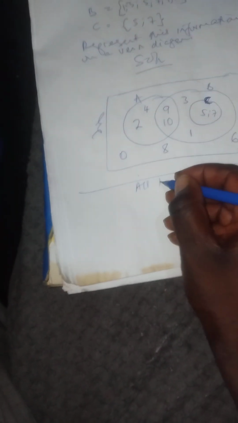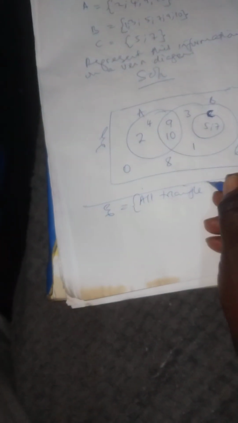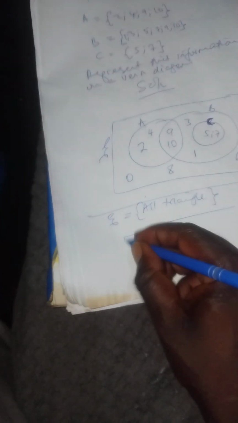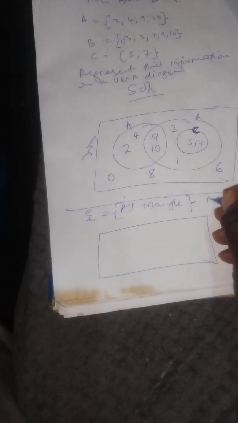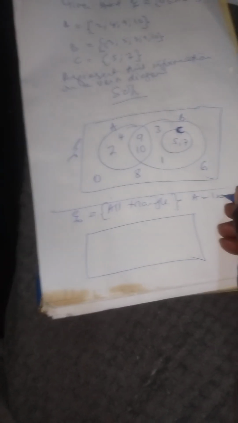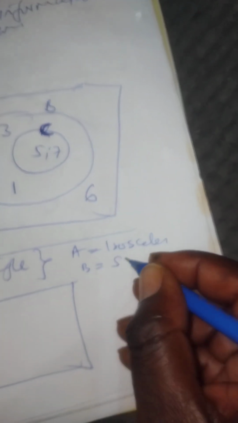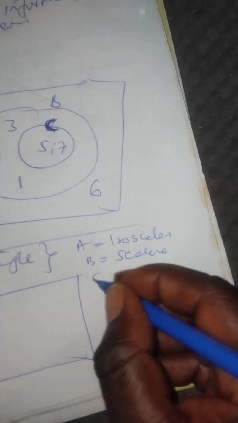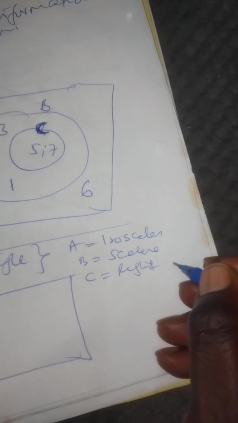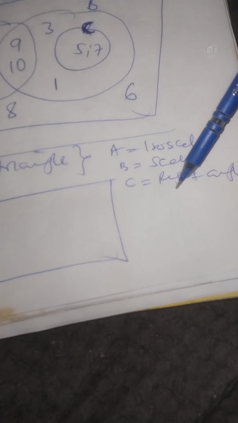But we can also use things like triangles. This is our universal set. For example, set A is a set of isosceles triangles. Is it fine? Set B is scalene triangles. Set C, right angle triangles. You see now. So these are just an example for your enrichment.